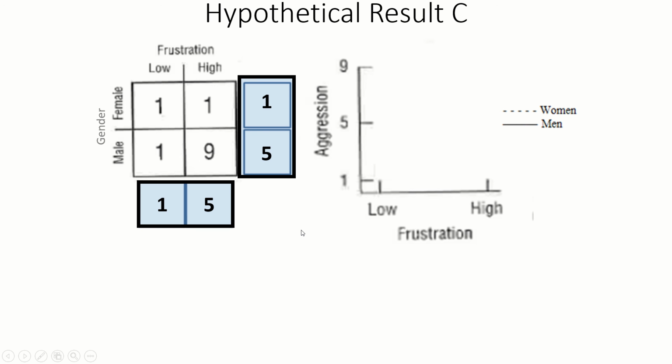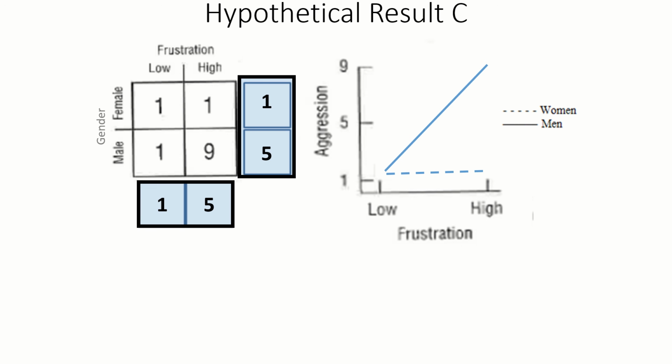Now, moving on to the interaction and the simple effects. We're going to first plot the cell means. And so when we plot the cell means here, our line graph should look something like this. And again, the more parallel the lines are, the less chance of there being an interaction.